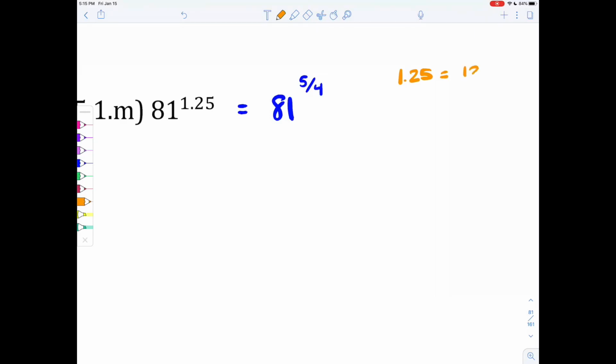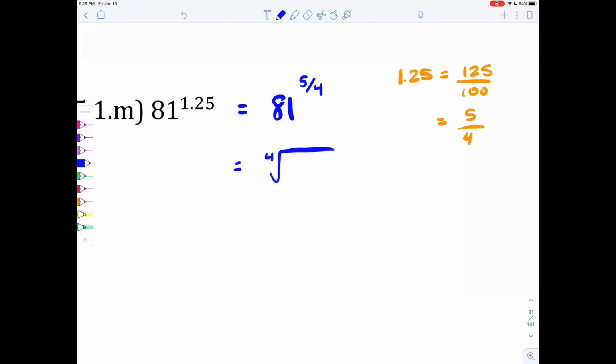You could even think about it as 125 over 100, and reduce that as much as possible. They're both divisible by 25. There's 5 25s in 125, and 4 25s in 100. So you could think of it that way. Or you could think of it in terms of money, and know that that's just 5 quarters. Either way, we can represent that instead of as an exponent as a radical.